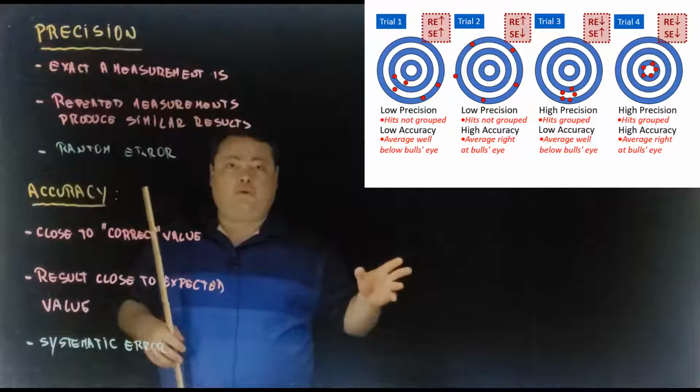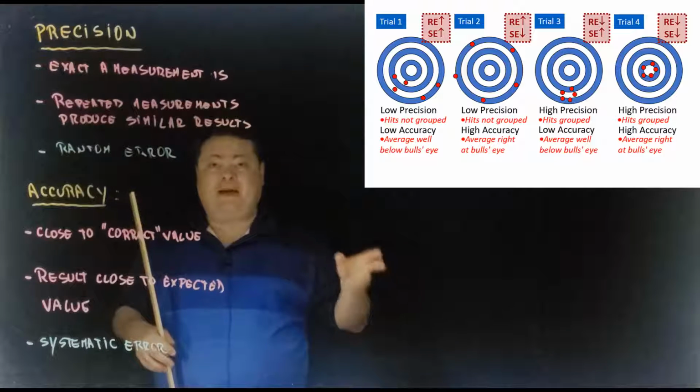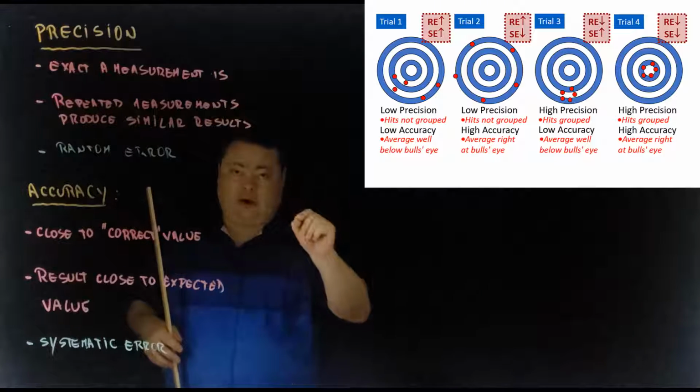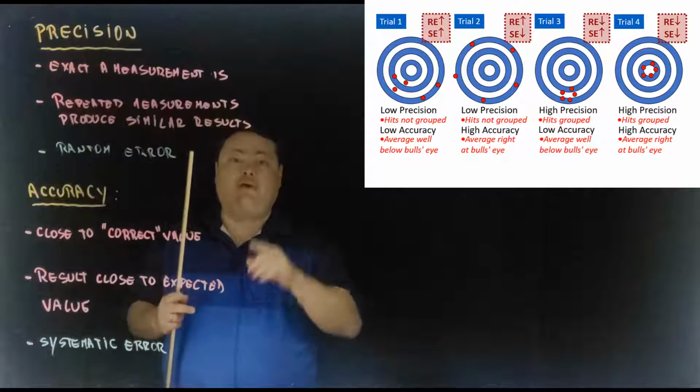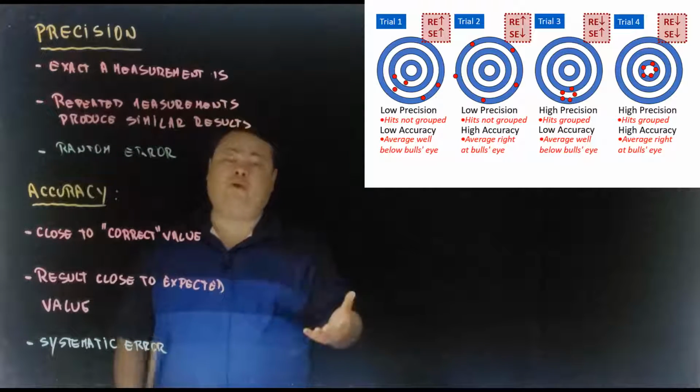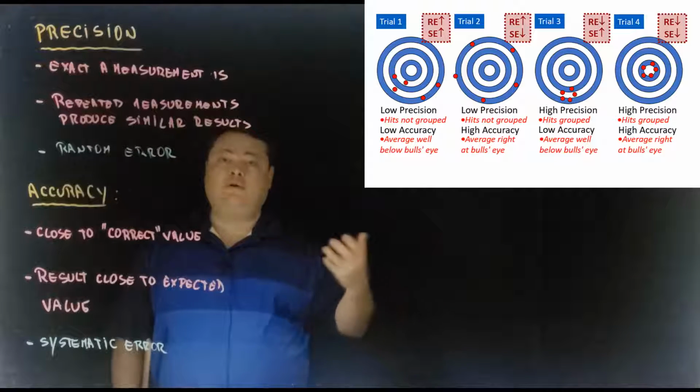Now, the last one is the ideal world, precise and accurate, because the impacts are always on the same spot and the gun is aligned. So he's always hitting very close to the target value. This is small random error plus small systematic error.